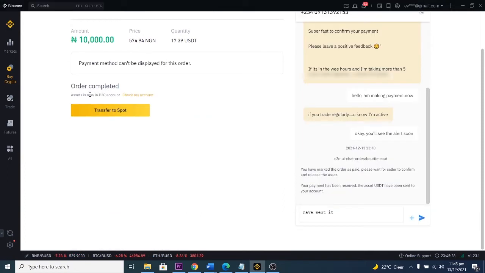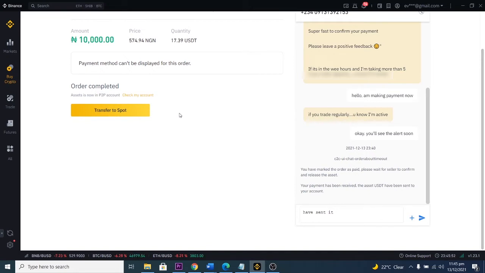He said the order has been completed, so you have marked the order as paid, your payment has been received, the asset USDT has been sent to your account. Now payment order completed, asset is now in P2P account. That is, the USDT that I bought is now in my peer-to-peer account.